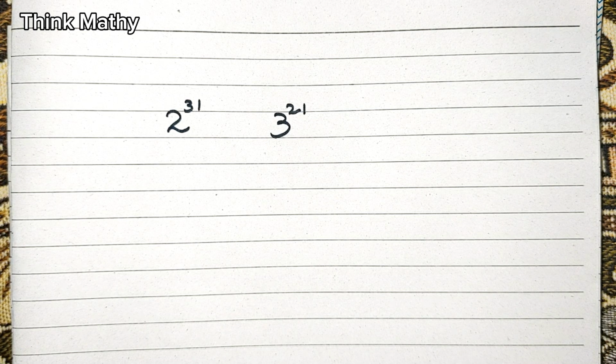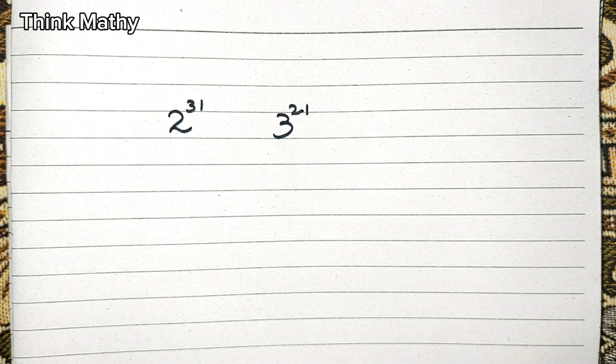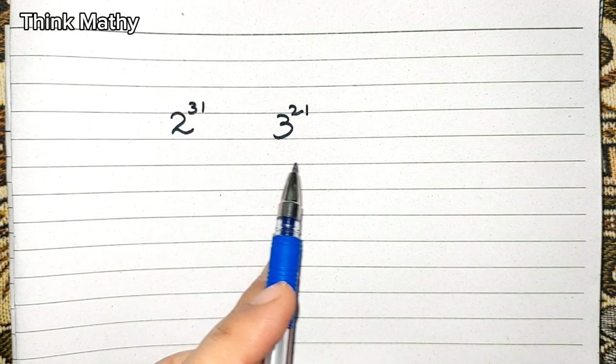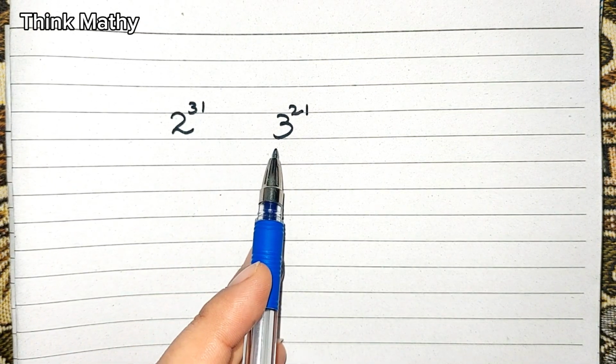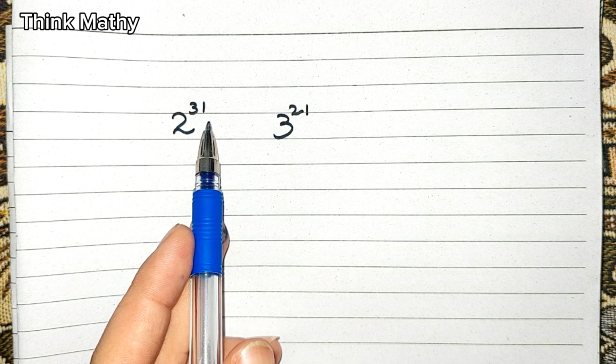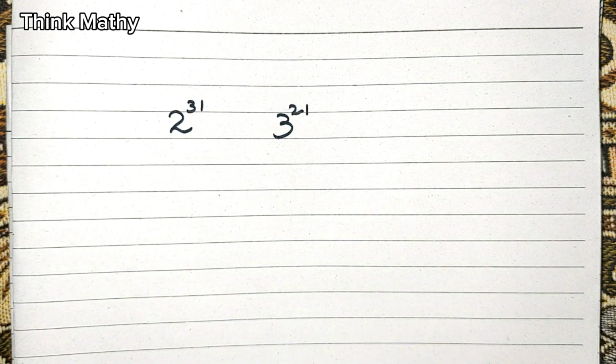So today we have a very interesting question in which we have to find which one is greater, 2 to the power 31 or 3 to the power 21. So what do you think, how can we solve this? First, a little inspection: the bases are different, 2 and 3, and the exponents are also different.